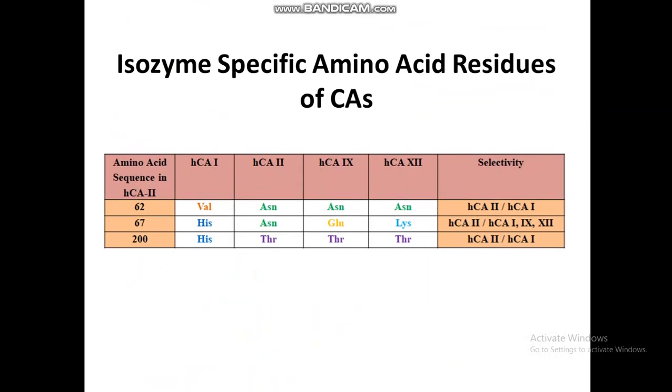If we look here, these are the isozyme specific amino acid residues of carbonic anhydrase. Look at the 67 position, all these amino acids are different in different isozymes, whereas at 62 only asparagine 62 is present in human carbonic anhydrase 2, 9 and 12, but in 1 it is valine. So therefore our compounds were more active against human carbonic anhydrase 2 as compared to 1, and they were active against 9 and 12 also, but more specifically our compounds were active against human carbonic anhydrase 2.